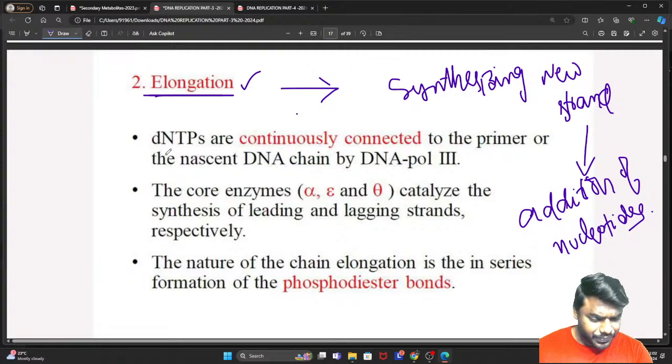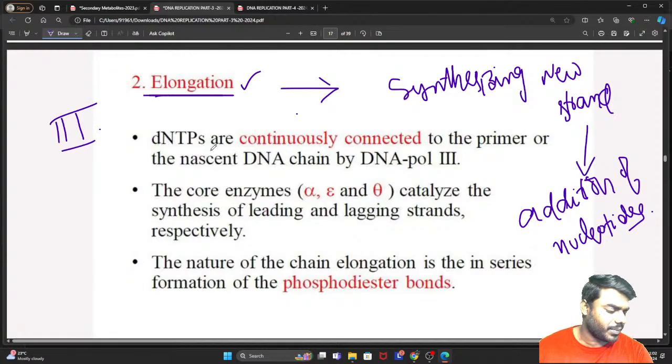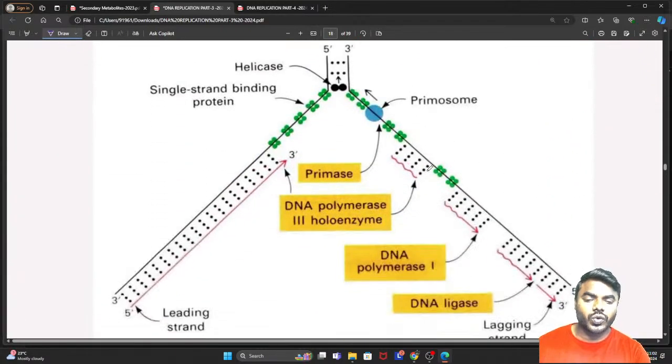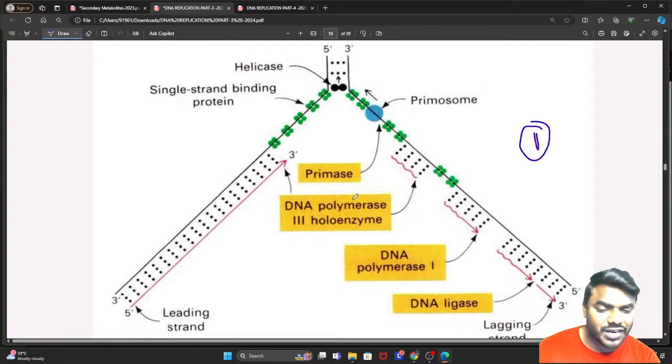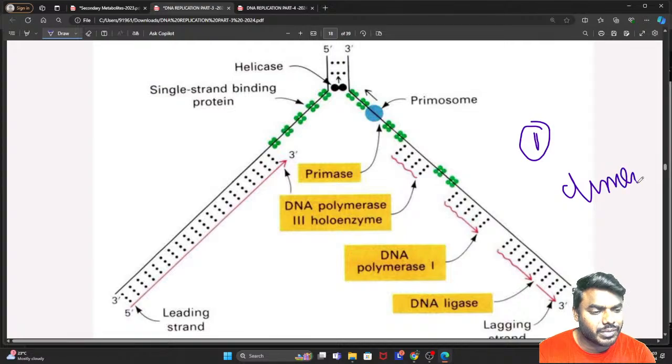So listen. And what enzyme is involved here? The versatile DNA polymerase 3 enzyme. Again and again I am telling all the students, there are not two different DNA polymerases coming into the picture. There is only one DNA polymerase enzyme. But we all studied very clearly that DNA polymerase 3 is a dimer. I hope you all remember.